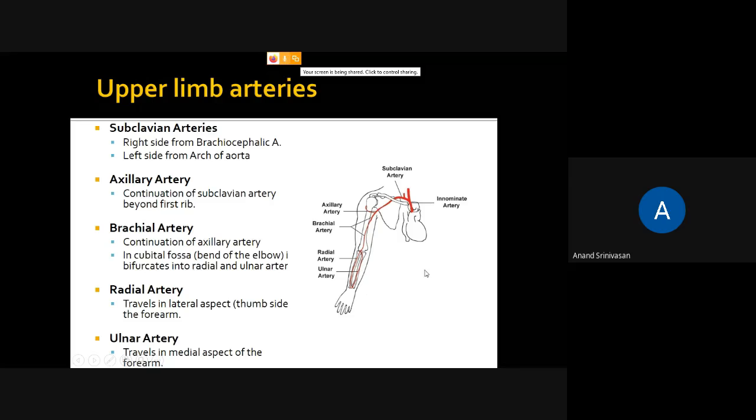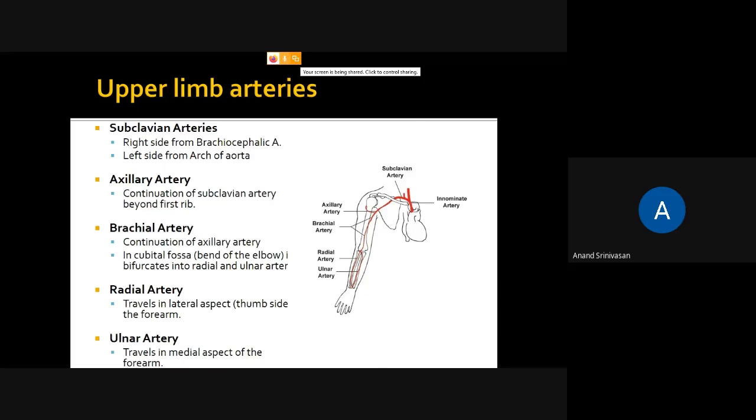So once again, the subclavian artery continues as the axillary artery beyond the first rib, and then later on it continues as the brachial artery until the elbow or the cubital fossa, and from the cubital fossa it divides into the radial artery and ulnar artery. Radial on the lateral side and ulnar on the medial side. So these are the upper limb arteries.